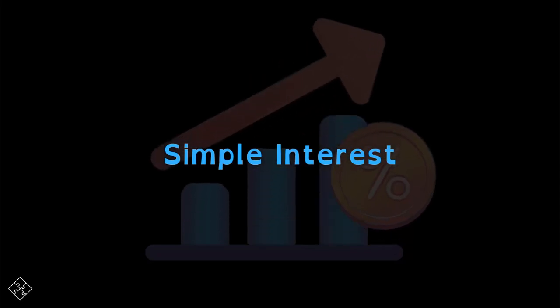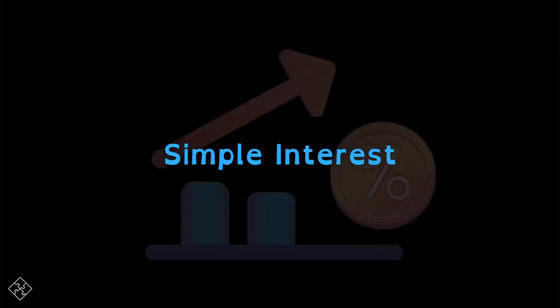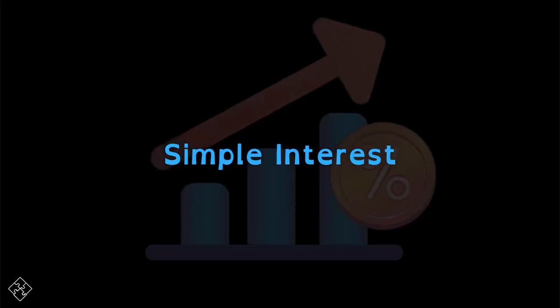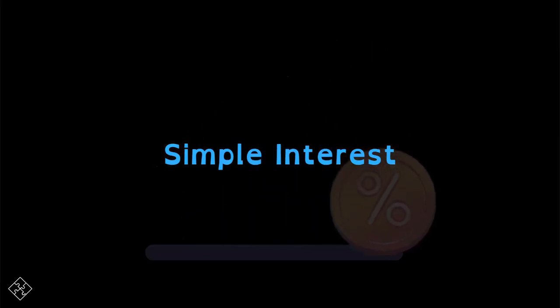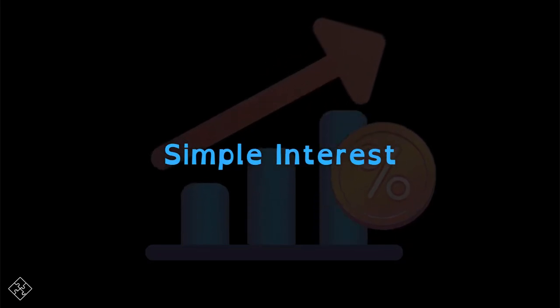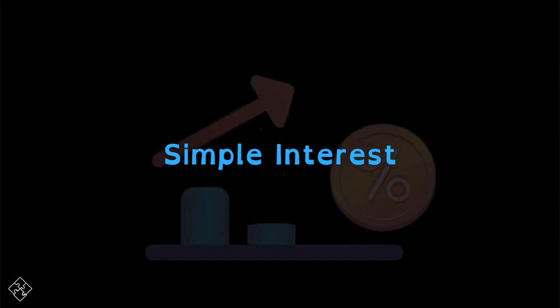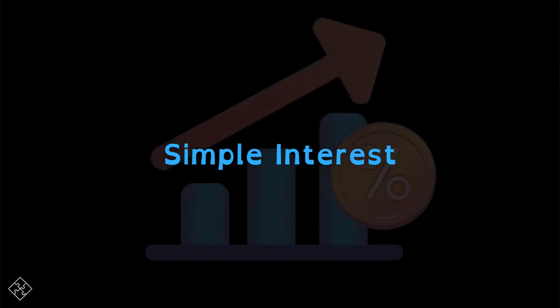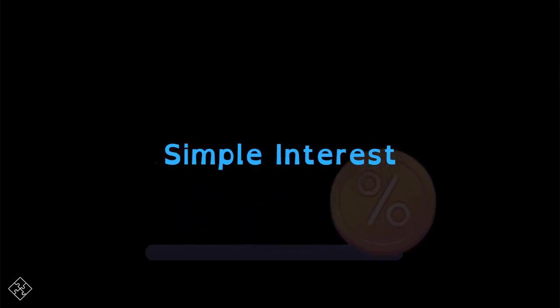Simple interest is a method to calculate the amount of interest charged on a sum at a given rate and for a given period of time. In simple interest, the principal amount is always the same, unlike compound interest, where we add the interest on the previous year's principal to calculate the interest of the next year.